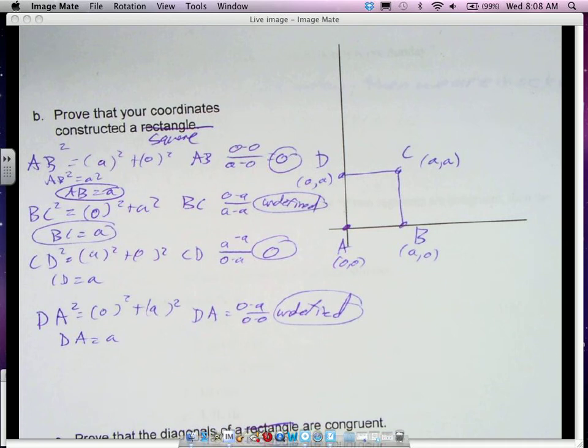Just a single letter. The slope from A to B was 0. B to C was undefined, C to D was 0, and D to A was undefined. And we know the opposite reciprocal of 0 is undefined. So we've got two slopes the same, so that means they're parallel. 0 and 0, undefined and undefined. Two sets of sides are parallel. And the ones next to each other are opposite reciprocals, so they make 90 degrees. So we know that has to be a square. Okay.